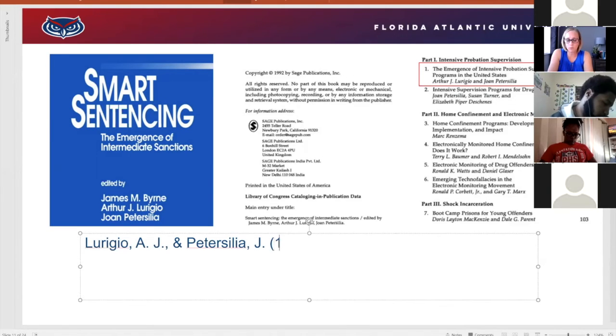So this book was published in 1992. It's an oldie, but it's a goodie, okay? So we got the author's names, okay? And then when it was published, in 1992. And now we're going to cite the title of the chapter itself.